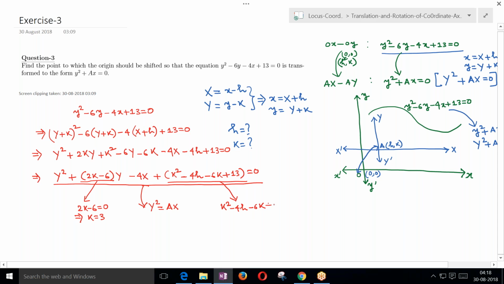Now if we apply the value, Sir, I have a question. Yeah, please, please ask me. Sir, isn't it Y square is equal to minus ax?